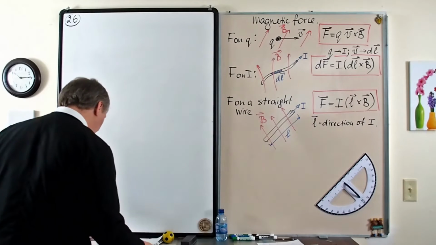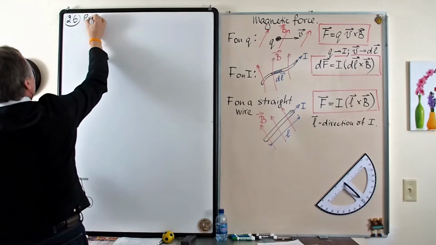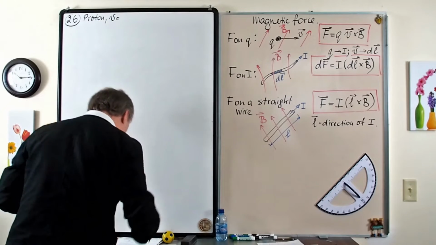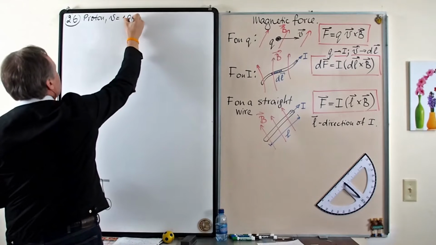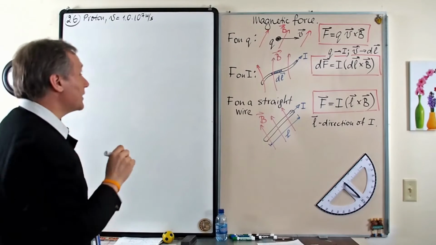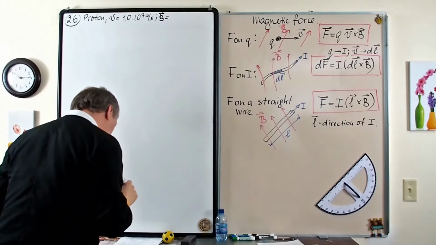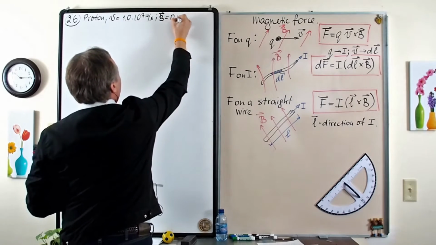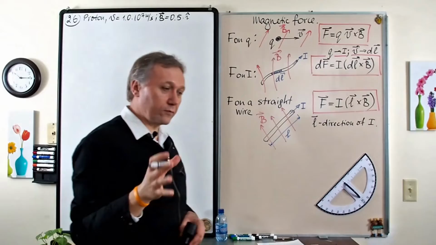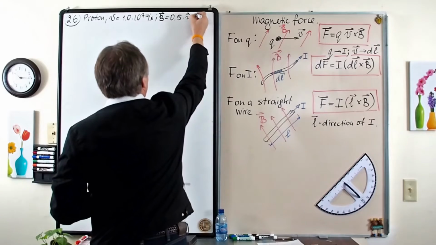Okay, let me get the numbers. First of all, I have to write that we have a proton. The velocity of that proton is 1 times 10 to the power of 7 meters per second. Then there is a magnetic field, given in this form. I think it's 0.5, and it acts in the x direction. You see i hat, it's a unit vector showing the positive direction of the x-axis, and of course units of Tesla.